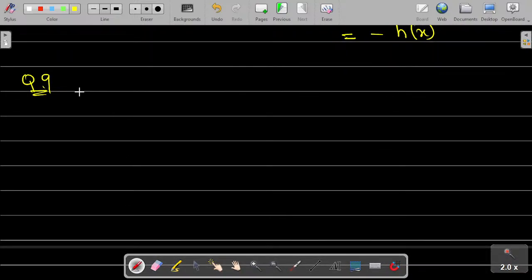Now number 9 says we should find the limit. Still talking about limit. So the limit of the function e to the power of 3x minus 1, all over x, as x goes to 0. This is what they're asking us to evaluate.